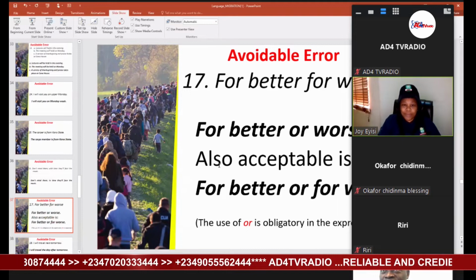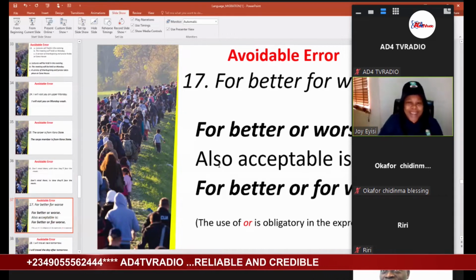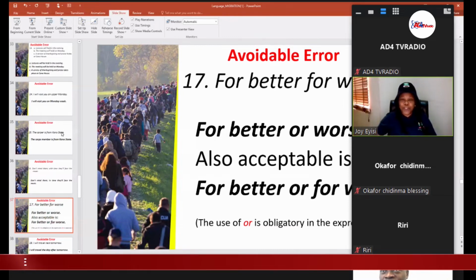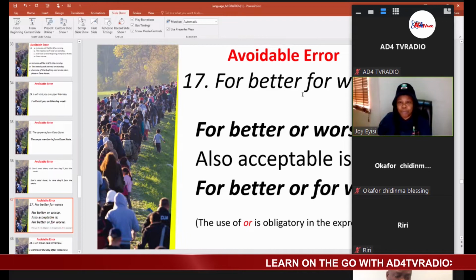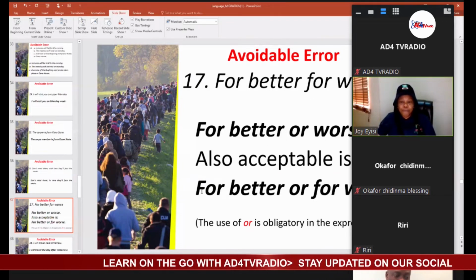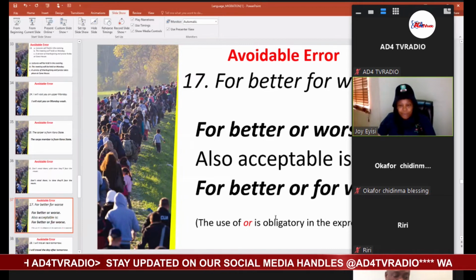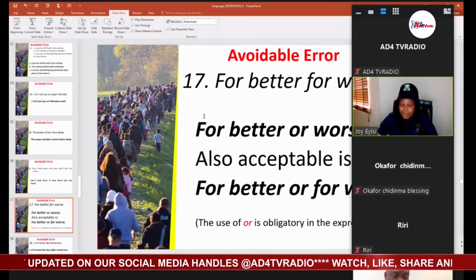For better, for worse. Sometimes during weddings, that's the time you hear this kind of expression. For better, for worse. That is bad English. What we say in good English is for better or worse. The word or is mandatory in the expression. For is optional. The right thing to say is for better or worse, or for better or for worse. Don't say for better, for worse.